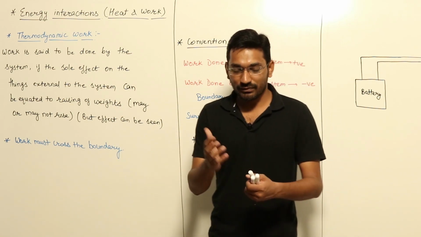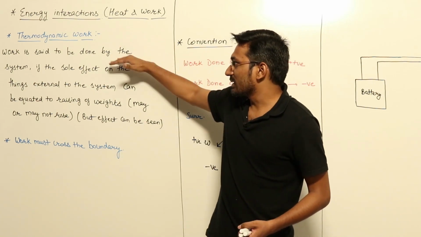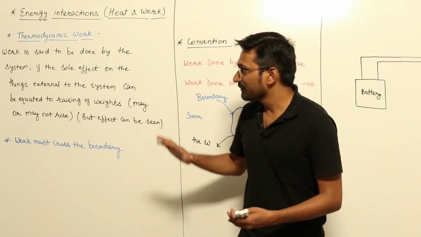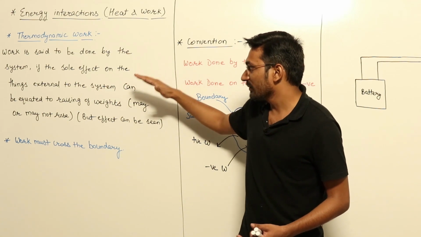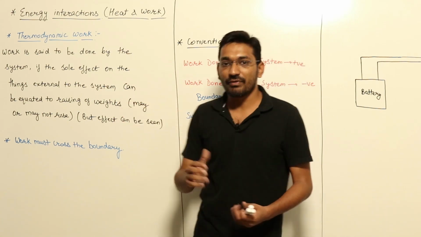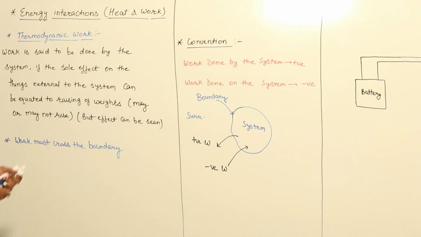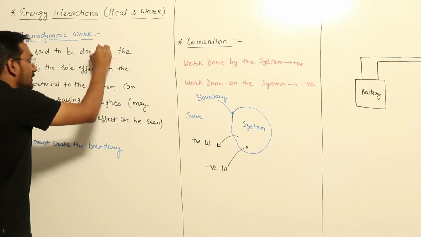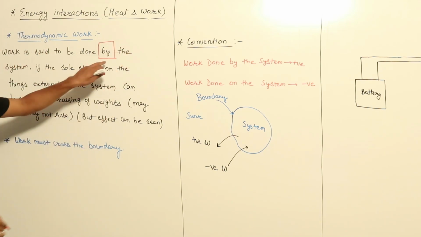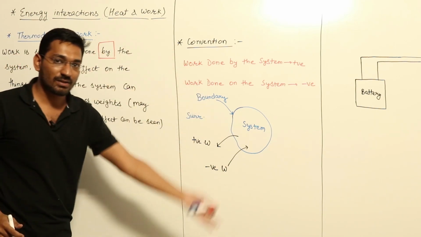What is work? In thermodynamics, thermodynamic work is said to be done by the system if the sole effect on the things external to the system can be equated to raising of weights. I am again repeating that in thermodynamics, work is said to be done by the system. I am highlighting the important point, by the system. That system is doing work on the surrounding. By the system means system is doing work on the surrounding.